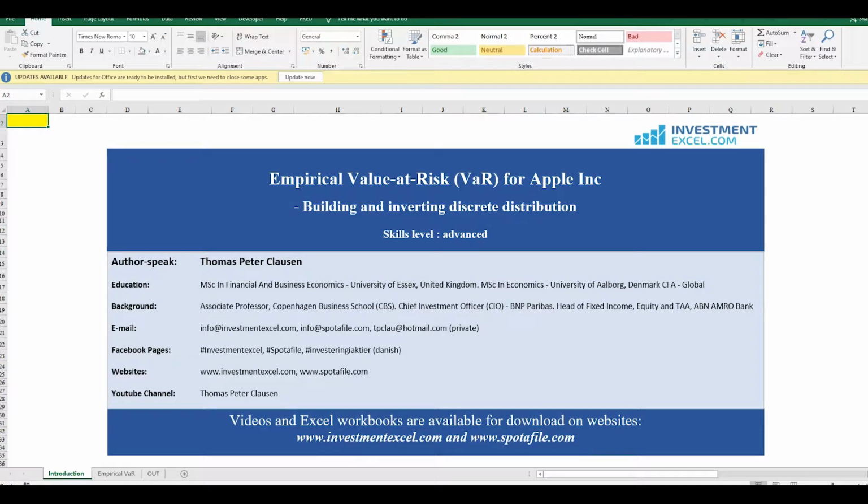I'm representing investmentexcel.com. In this session today, I will show you how to calculate and to visualize the empirical measure of the value at risk, VaR. And I will particularly show it on Apple Incorporated. I will focus on how to build the measure and how to invert the discrete distribution, which is the outcome of the building blocks in the calculation.